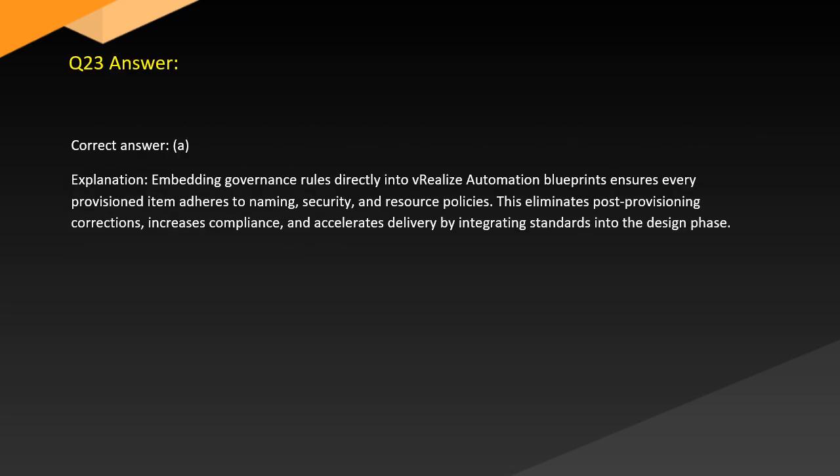Answer. Correct answer: A. Explanation. Embedding governance rules directly into Realize Automation blueprints ensures every provisioned item adheres to naming, security, and resource policies. This eliminates post-provisioning corrections, increases compliance, and accelerates delivery by integrating standards into the design phase.